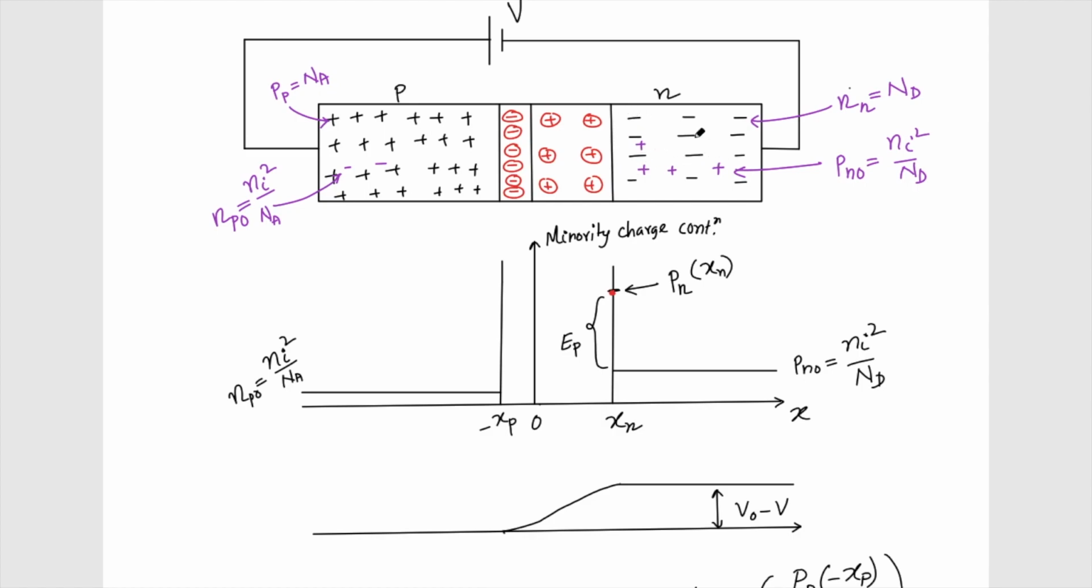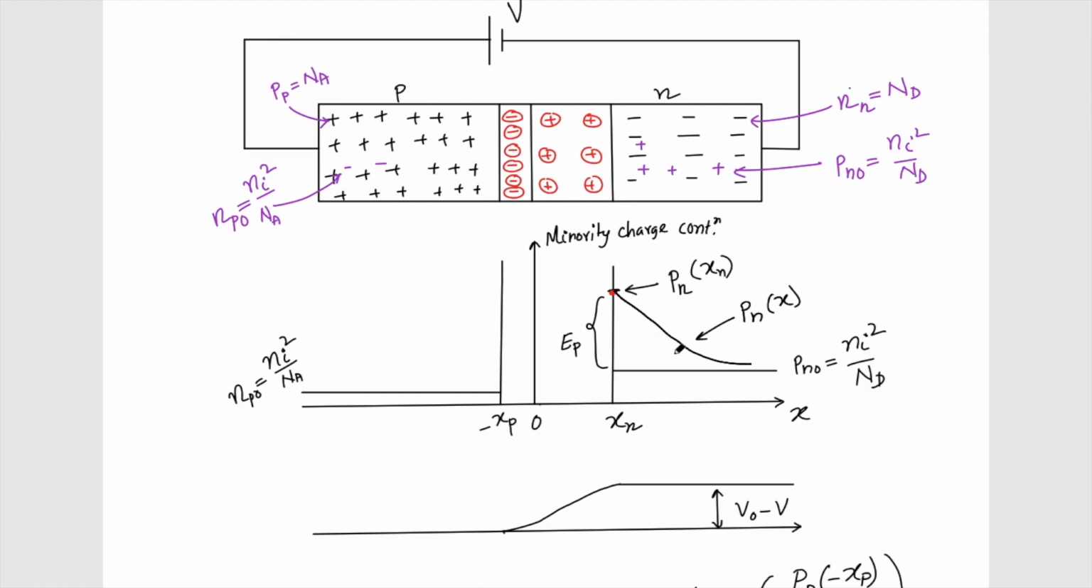Is that all they are going to get diffused? No. What is going to happen is, whatever minority charge carriers are diffused to this side, they are going to decay basically. Their profile is going to become something like this. They are going to decay as it goes along this side, and they are going to decay exponentially.